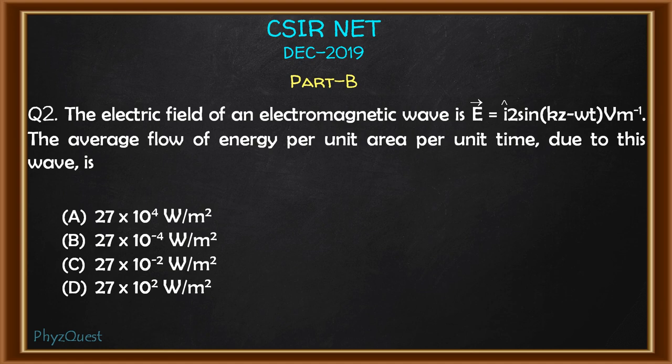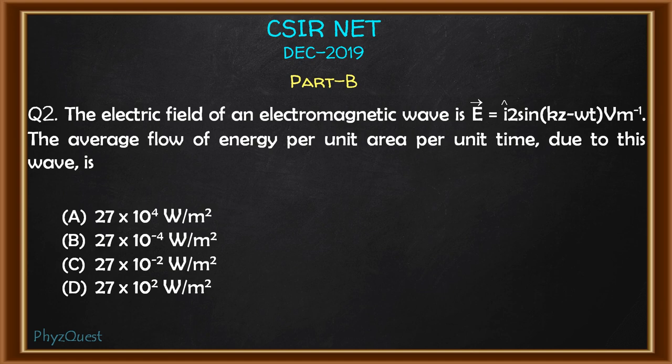Question number 2 is: the electric field of an electromagnetic wave is vector E equal to i cap root 2 sine(kz minus omega t) volt per meter. We need to find the average flow of energy per unit area per unit time. Four options are given and we need to find the correct option.